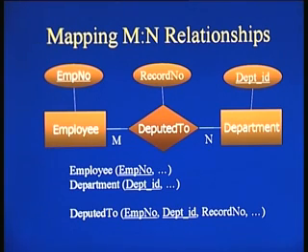Note that we cannot move this record number, that is the attribute of this relation, to either the employee or the department, because it does not uniquely identify either employee or department. Each employee could be associated with n different record numbers, because they could be associated with n different departments, and similarly each department could be associated with m different record numbers, because m different employees could be working in the department.